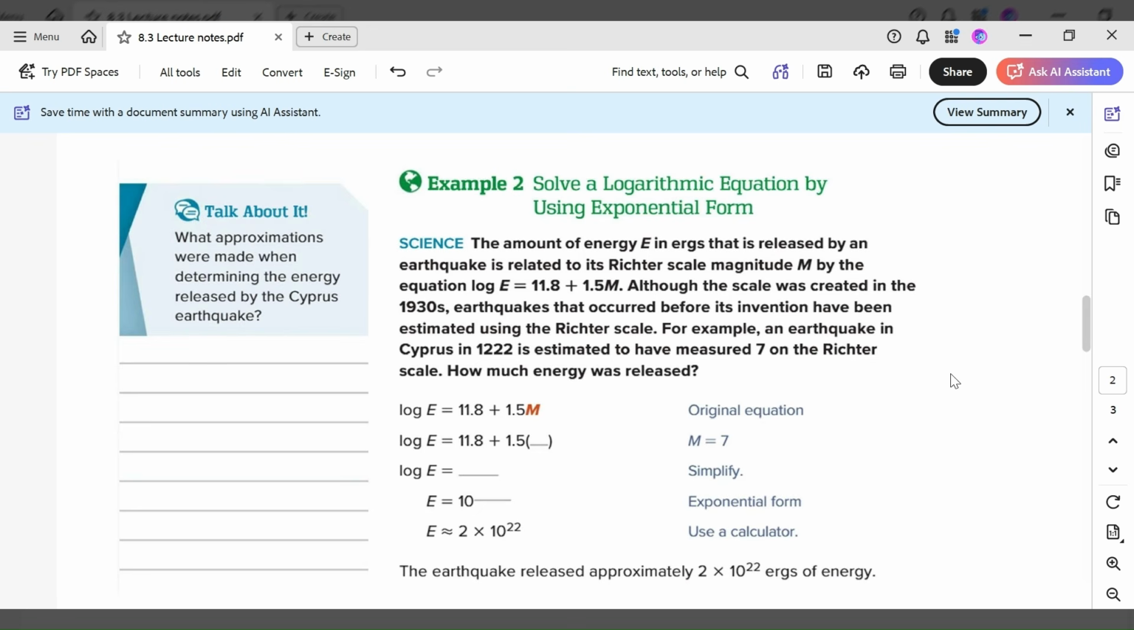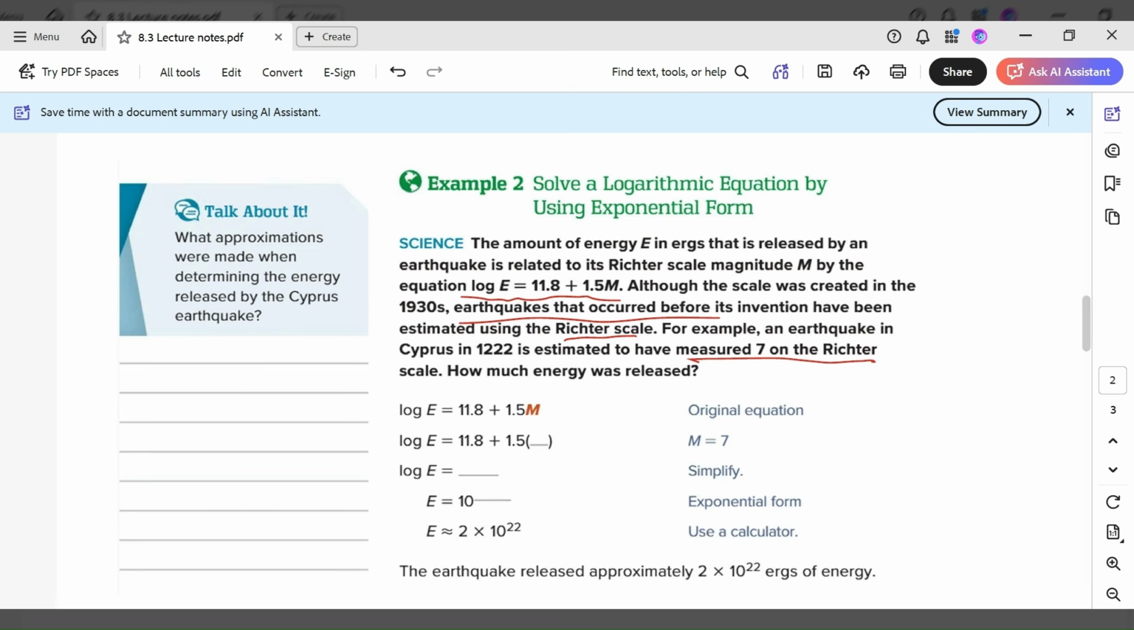When we look at example 2, example 2 says solving logarithmic equations by using an exponential form. It's a science problem. It says the amount of energy E in ergs that is released by an earthquake is related to its Richter scale magnitude m by the log equation. So they gave us an equation that says log E is equal to 11.8 plus 1.5 m. Although the scale was created in the 1930s, earthquakes that had occurred before its invention have been estimated using the Richter scale. So for example, an earthquake in Cyprus in the year 1222 is estimated to have measured 7 on the Richter scale. How much energy was released is what they want us to find.